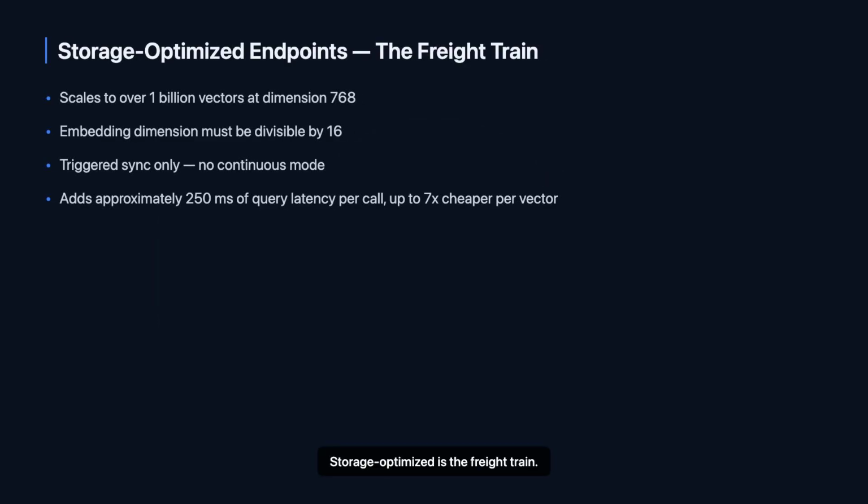Storage optimized is the freight train. It scales to over 1 billion vectors at dimension 768. That's the second number to memorize. The embedding dimension has to be divisible by 16, which constrains your model choice. It supports triggered sync only. There's no continuous mode here, and it adds about 250 milliseconds of query latency per call, in exchange for being up to 7 times cheaper per vector. That's the trade-off in one sentence.